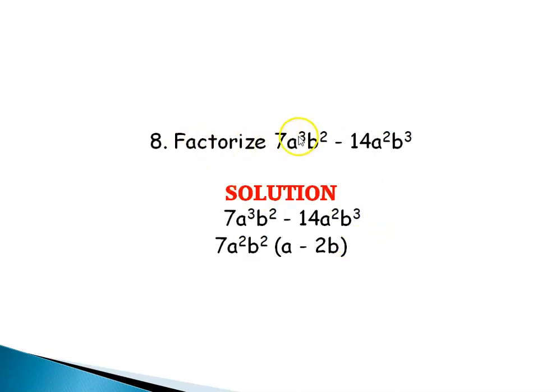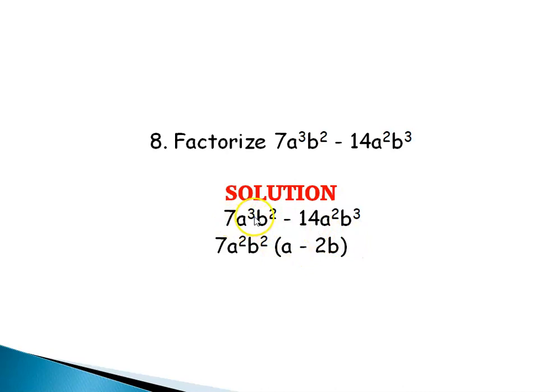Question 8. Factorize 7a raised to the power 3 b raised to the power 2 minus 14a raised to the power 2 b raised to the power 3. Alright, so we're going to look out for the factor. What is common? 7 is common, a square is common, and b square is common. And then I would now do my division to see what will be left in the bracket.